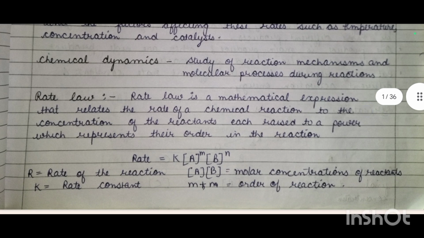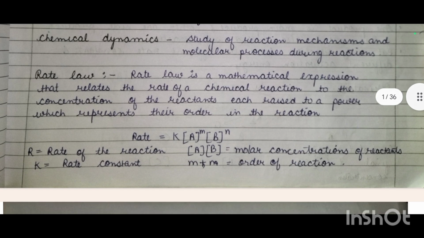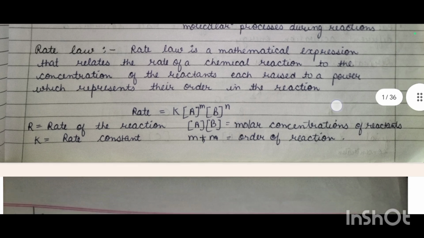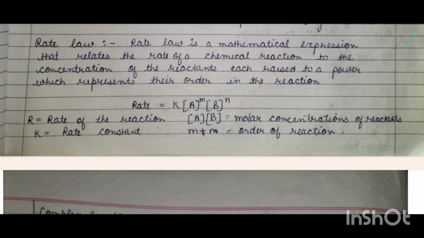Rate law. Rate law is a mathematical expression that relates the rate of chemical reaction to the concentration of the reactants, each raised to the power which represents their order in the reaction. Rate is equal to k [A]^m [B]^n, where r is the rate of reaction, k is the rate constant, A and B are the molar concentrations of the reactants, and m and n are the orders of reaction.